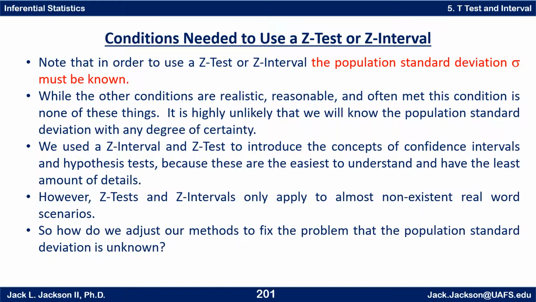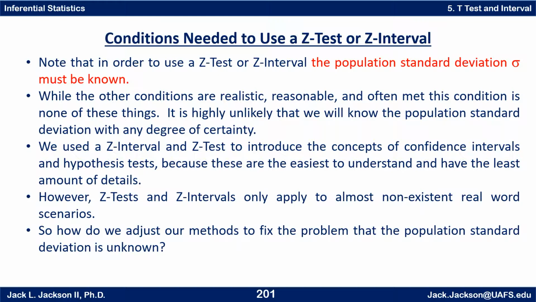In fact, it's highly unlikely that we will know the population standard deviation with any degree of certainty, especially if we're doing a confidence interval and we don't know the population mean. We used a z-interval and z-test to introduce the concept of confidence intervals and hypothesis tests because they are the easiest to understand and have the least amount of details. However, z-tests and z-intervals only apply to an almost non-existent real-world scenario. So how do we adjust our methods to fix the problem that the standard deviation is unknown?